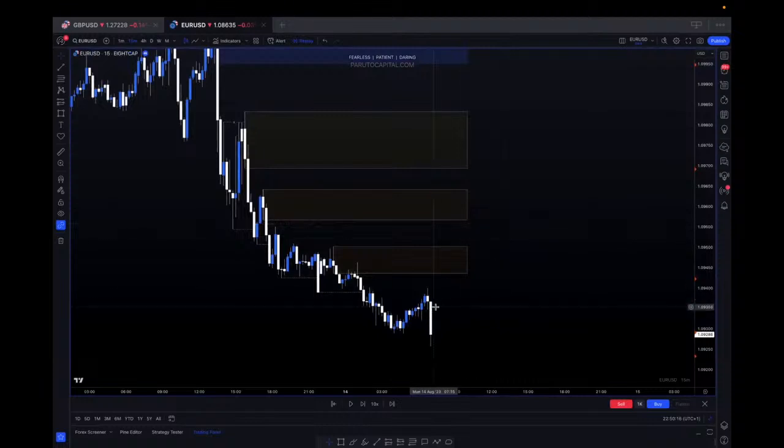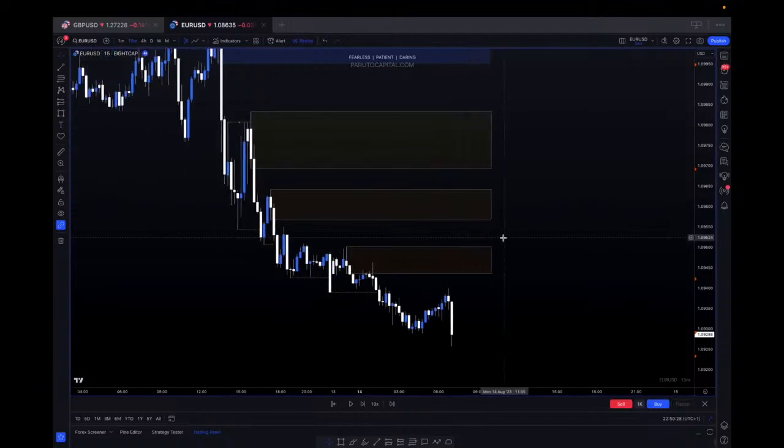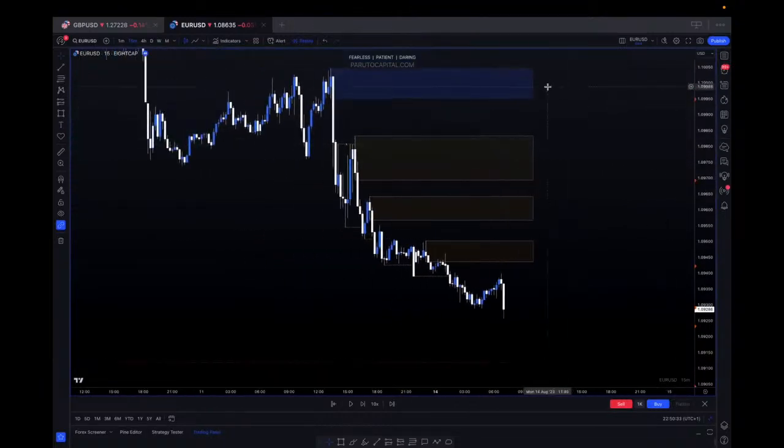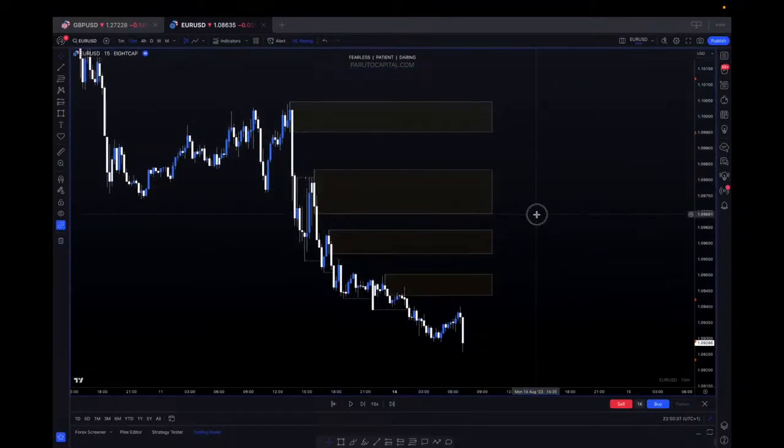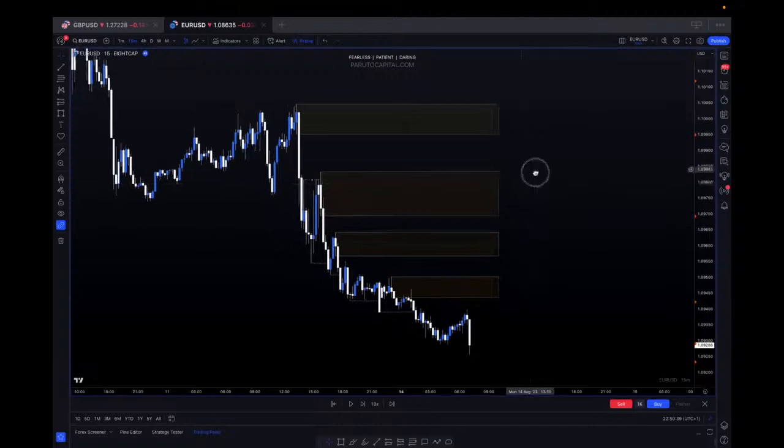Anyway, based on this, we're expecting that price could tap into this area and then sell off, or price could use this area as inducement to this area and then this area before we get that sell off. Now, how do we determine where we're going to take our sells? All of these areas are POIs, possible areas for price to react to.